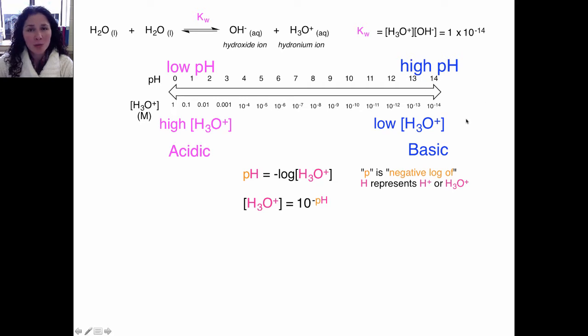Make sure you take a moment to understand this inverse relationship. If it helps you, have a diagram like this in front of you as you're answering questions in the rest of the activity. Now let's practice with some calculations using the equations right here.